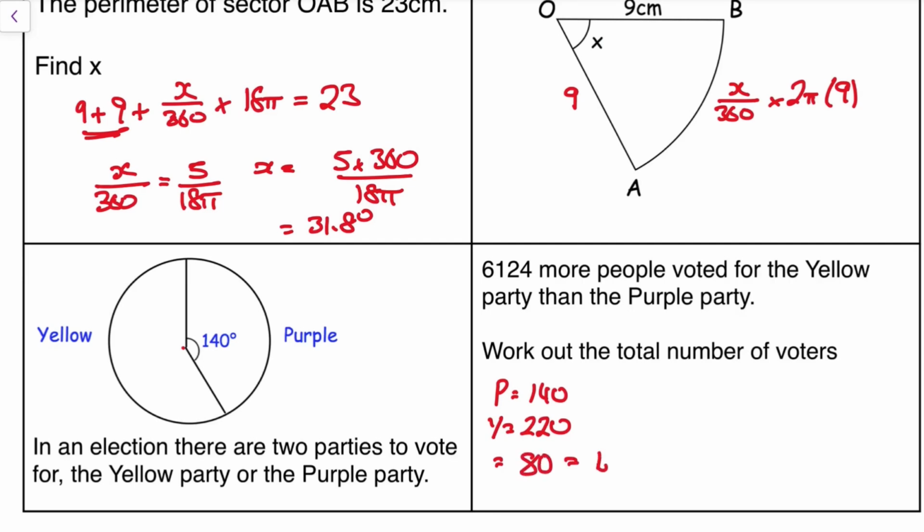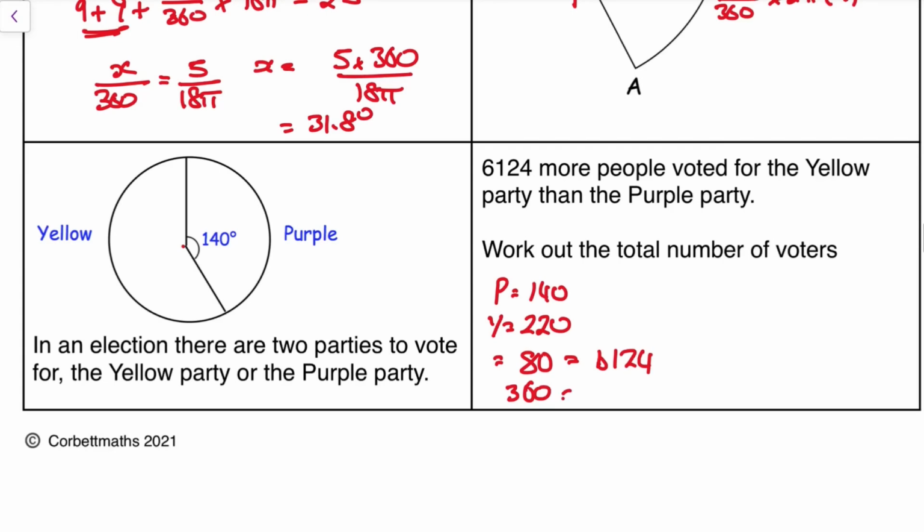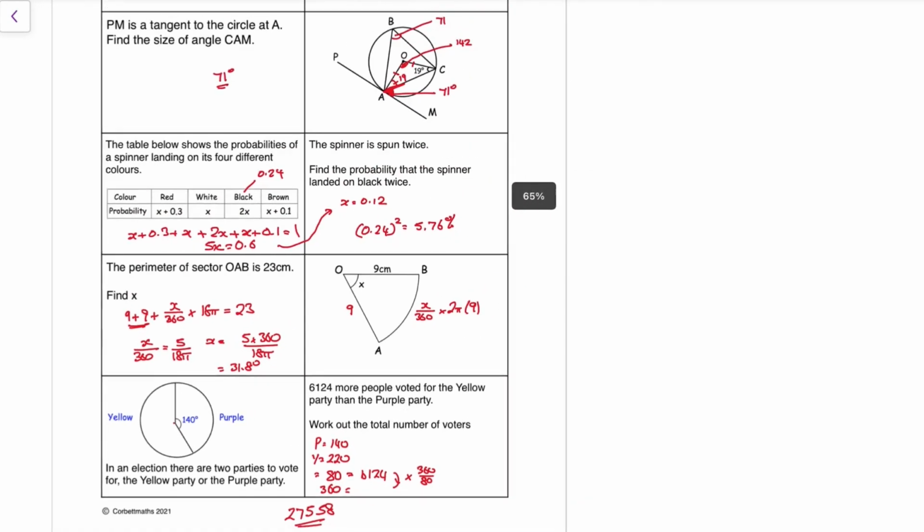And 80 degrees is equal to 6,124, which means that 360 degrees is equal to that times 360 over 80. I'm scaling it up, which is 27,558. So the answer to my question is 27,558 voters. And that is question done.